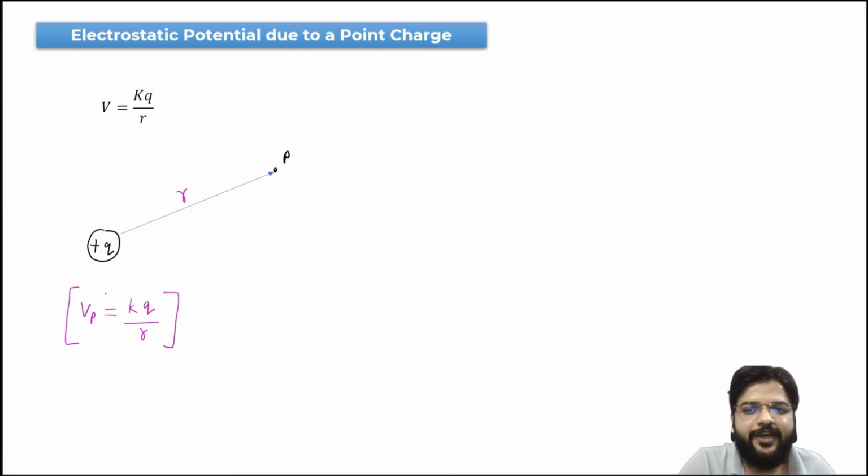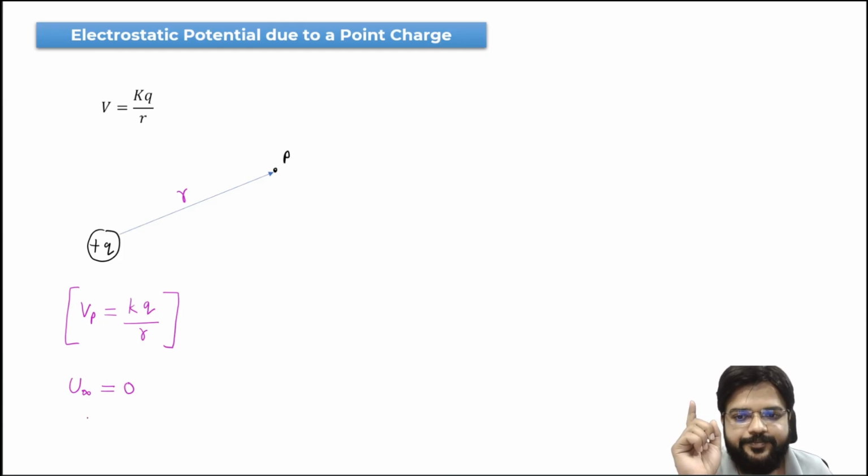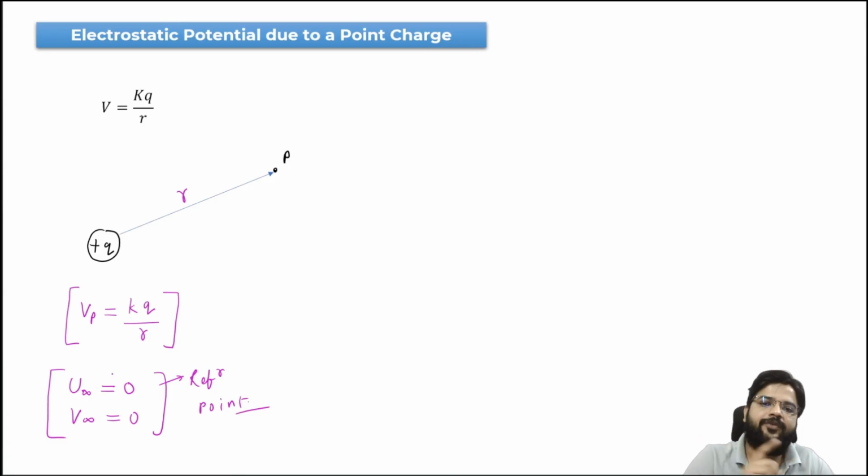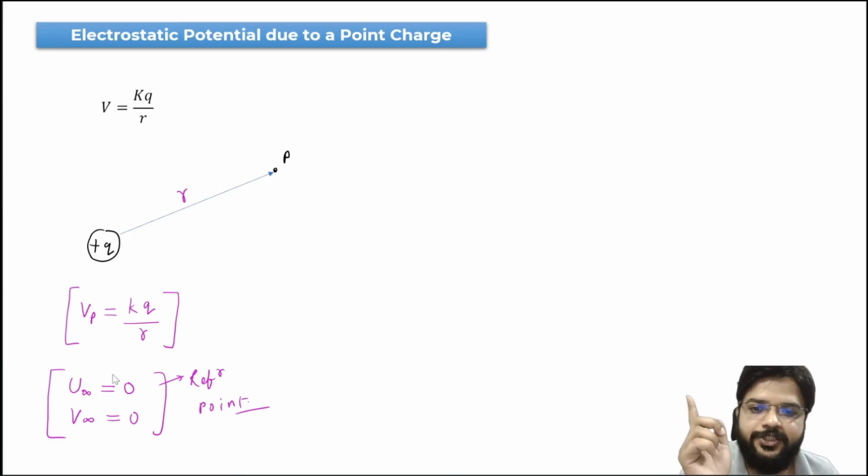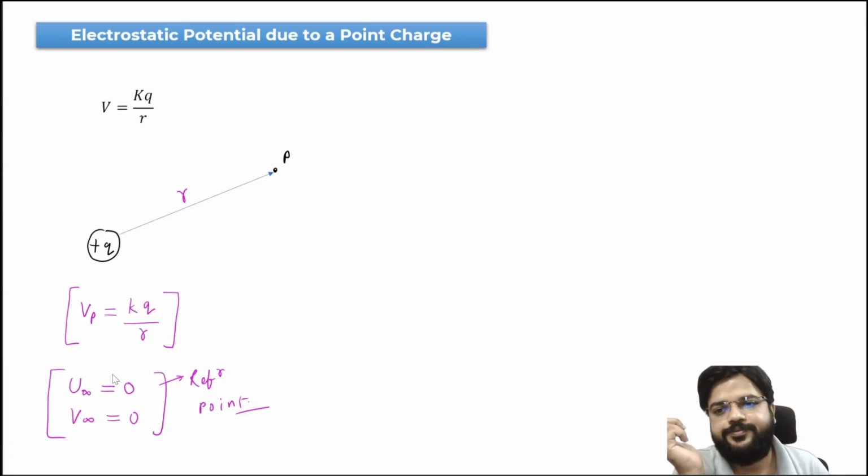Now the next thing is, when we are writing this formula, everyone, we need to keep one thing in our mind. At infinity, we are considering potential energy is zero. So if potential energy at infinity is zero, then potential at infinity is also zero. And infinity we are considering as our reference point. So this formula is only valid if we are considering at infinity potential energy is zero. Then only we have potential at the P point is kQ by r. All right, so keep this thing in your mind, everyone. Note down.